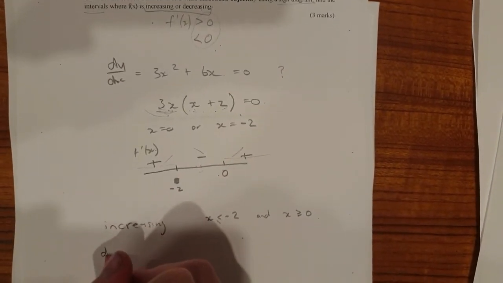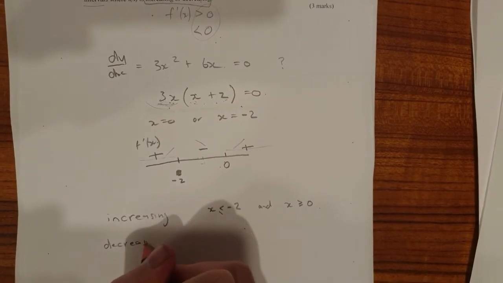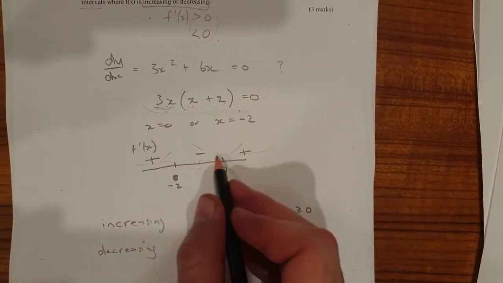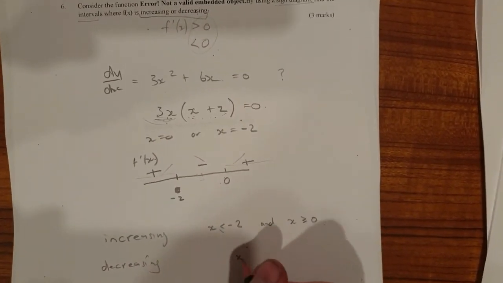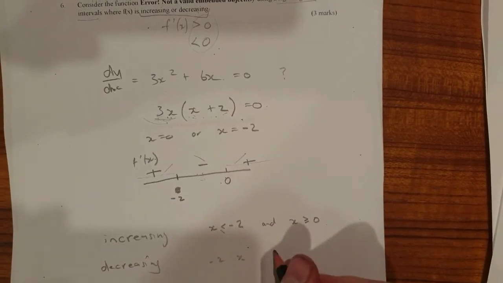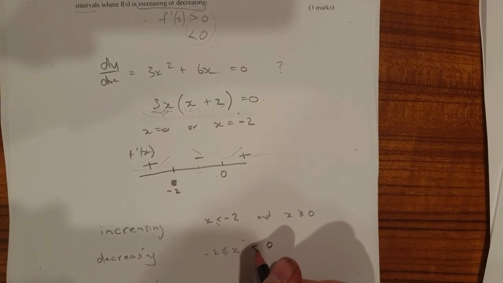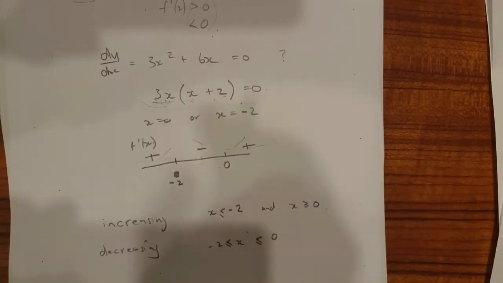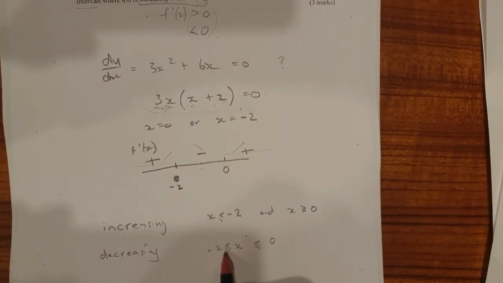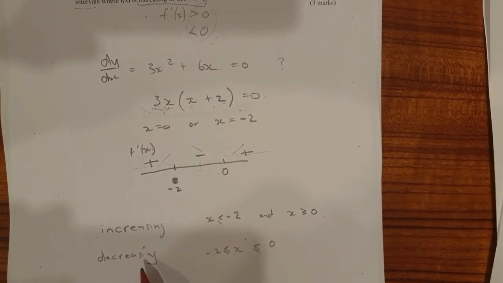And then it's going to be decreasing in between these ones. So I've got my x in the middle, I've got minus 2 and I've got 0, and it's going to be less than and less than or equal to. So it means that it's sandwiched in between minus 2 and 0. And that's for decreasing.